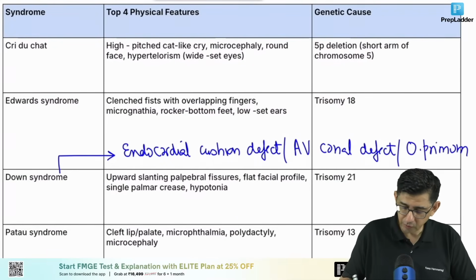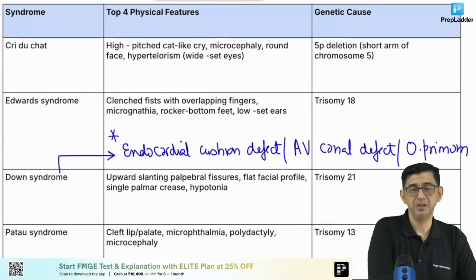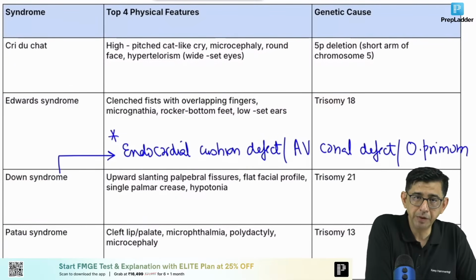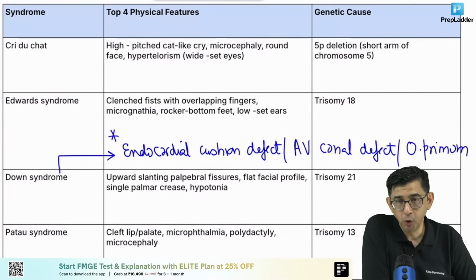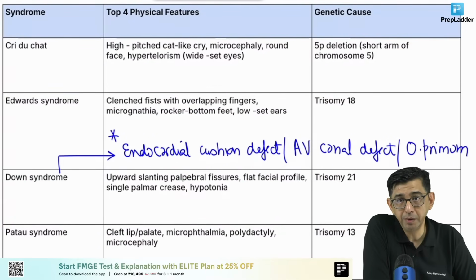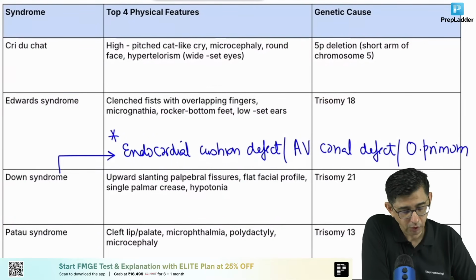In patients of Down syndrome, the defect that is present is endocardial cushion defect, that is okay, but lots of times in questions they may not mention the exact option. You might see ostium primum and ostium secundum. Overall, the most common type of ASD is ostium secundum, that is okay, but in a Down syndrome baby, it is ostium primum. The alternative name for that is AV canal defect, also called endocardial cushion defect.